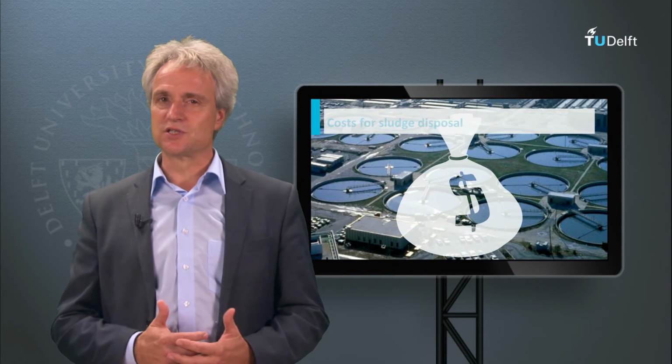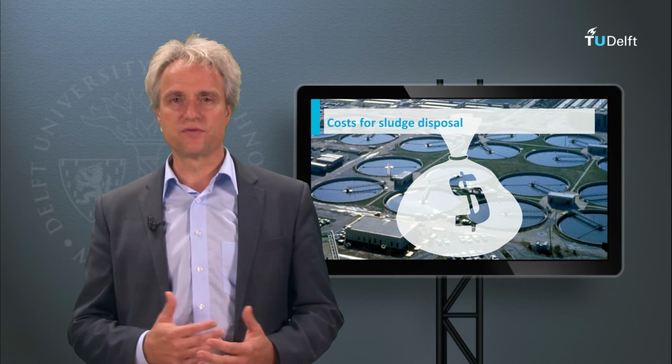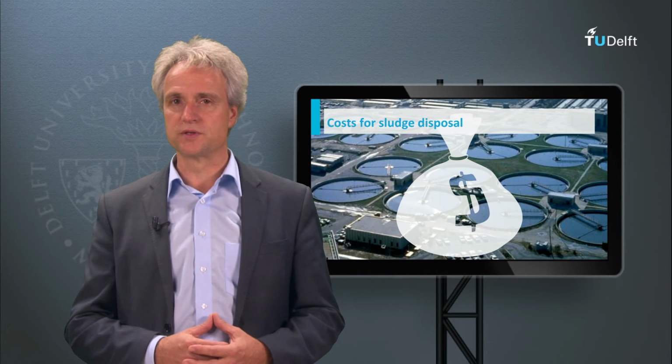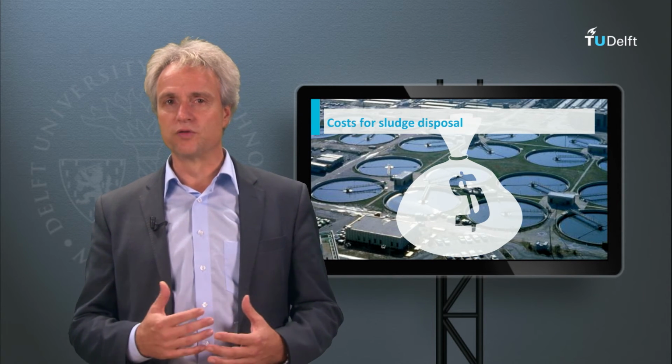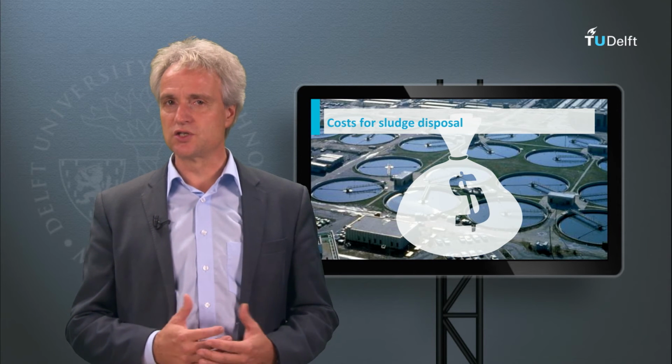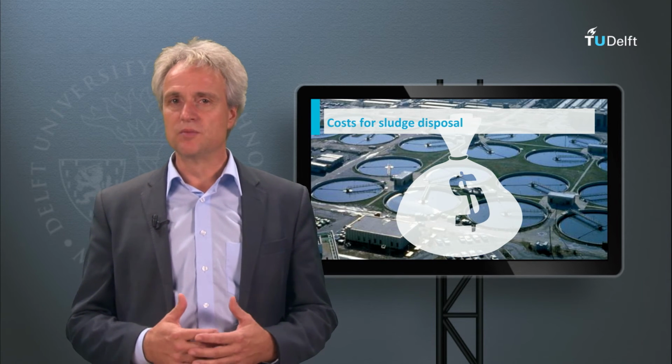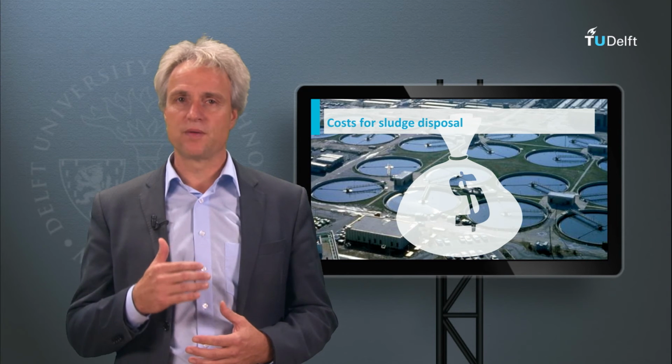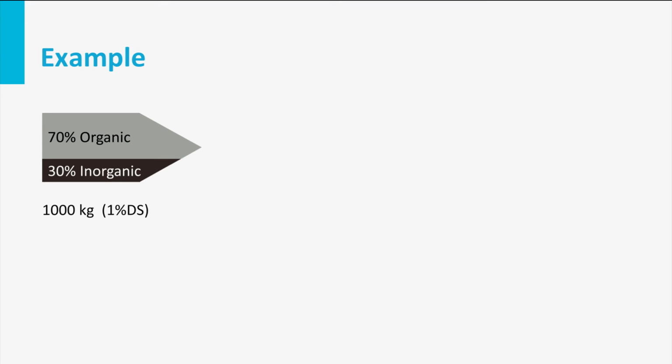Considering the cost for sludge disposal, sludge volume reduction is very important for operational purposes. The overall sludge volume reduction in the sludge line of the treatment plant is huge, but can only be achieved step by step. For example, at the start, a sludge stream of 1000 kg has 1% of dry solids, of which, let's say 70% is organic and 30% is inorganic.